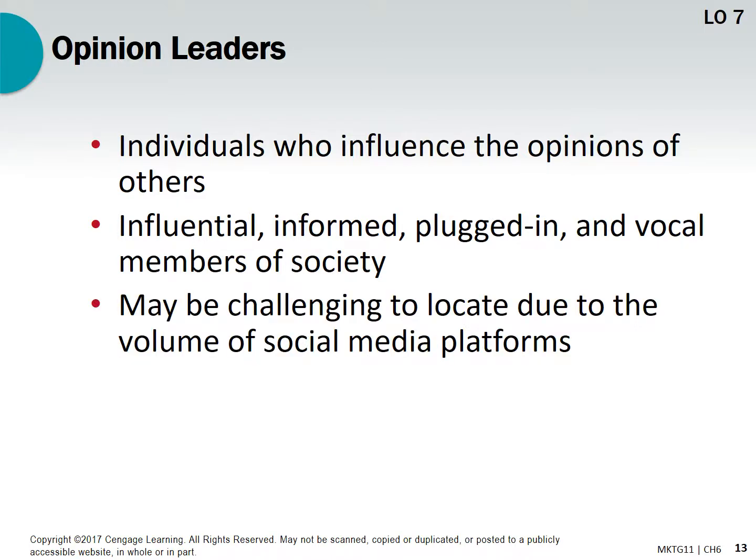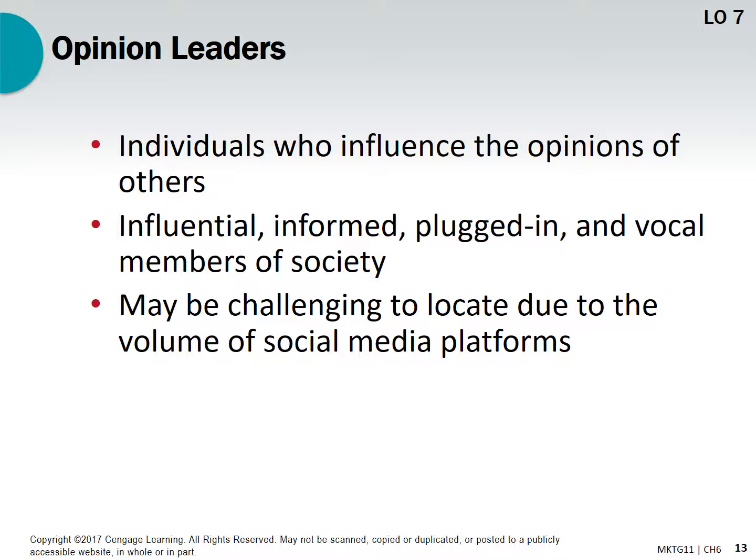Opinion leaders are people who influence others. Obviously, it is important for marketing managers to persuade such people to purchase their goods or services. They are often the most influential, informed, plugged in, and vocal members of society. Opinion leadership is a casual phenomenon and is usually inconspicuous, so locating opinion leaders offline can be a challenge.